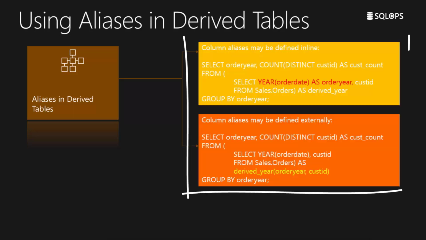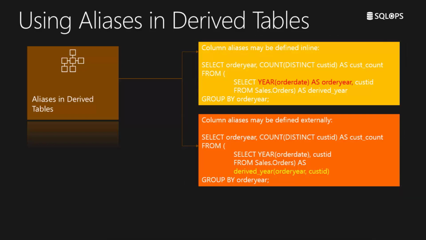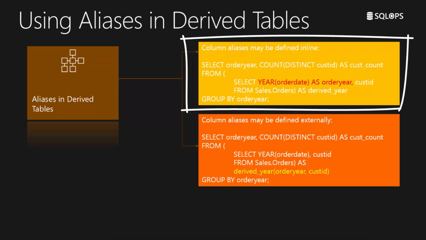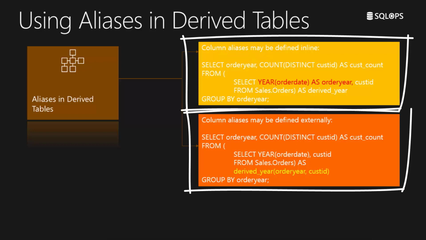The examples that you see here use the same query logic to contrast the use of internal and external column aliases, and the outer query refers to the columns defined in the inner derived table. In the first example, the aliases are defined inline in the select clause. In the second example, the columns are defined externally to the select statement with the derived table's alias.